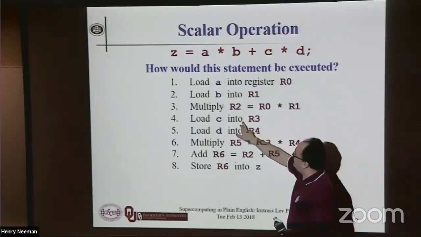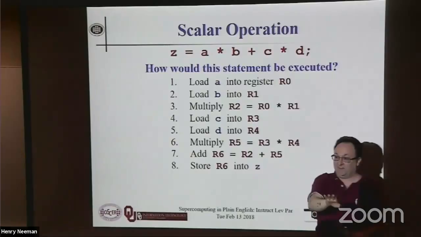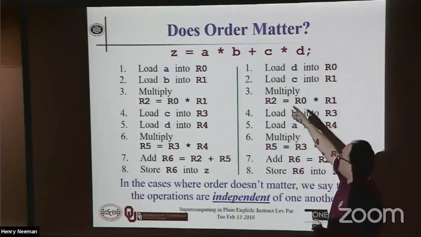1, 2, 3, 4, 5, 6, 7, 8 operations. Now, by the way, I've super oversimplified this because I'm pretending that load and store take the same amount of time as add and multiply, which is totally not true at all. Not even close. But let's pretend for simplicity. All right, so does it matter whether I multiply A times B first or C times D first?